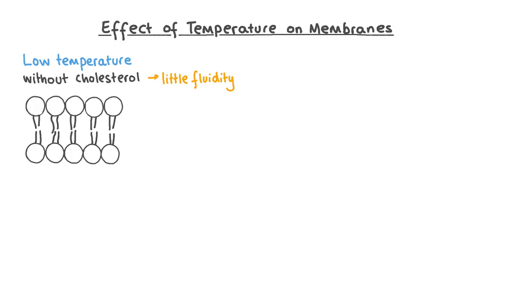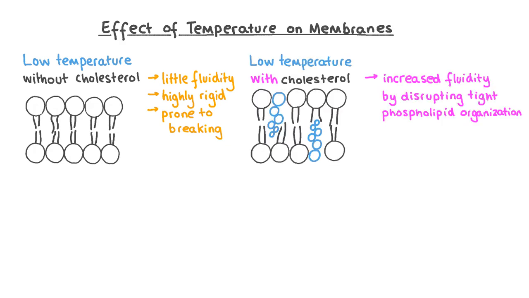Temperature has a significant impact on the fluidity of plasma membranes. At low temperatures, phospholipids tend to move less and become more tightly organized in a crystal-like structure. Therefore, low temperatures make membranes more rigid, which can interfere with key functions like the passage of gases. More rigidity also makes membranes more prone to breaking. Cholesterol limits this phenomenon by disrupting the phospholipid's tight and regular organization with its bulky tail, thereby increasing membrane fluidity. This makes the membranes less rigid at low temperatures and less prone to breaking.